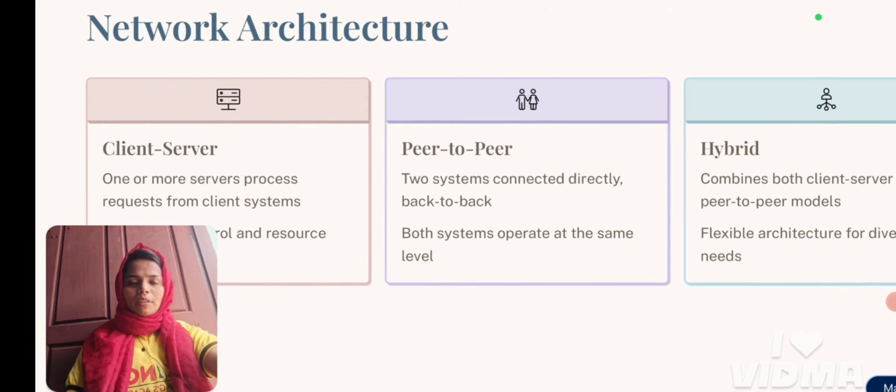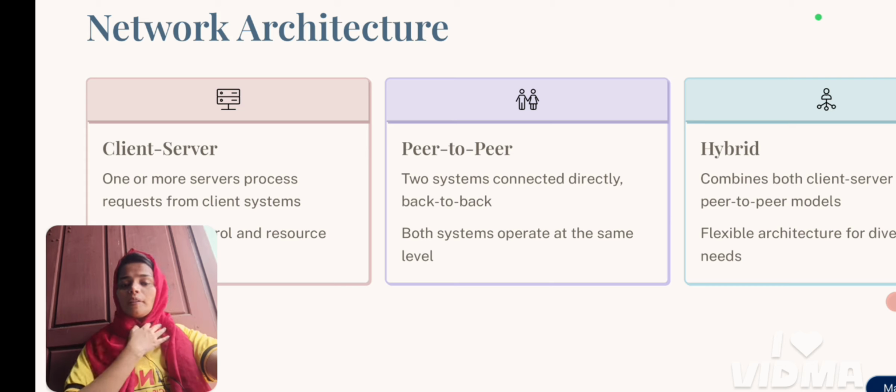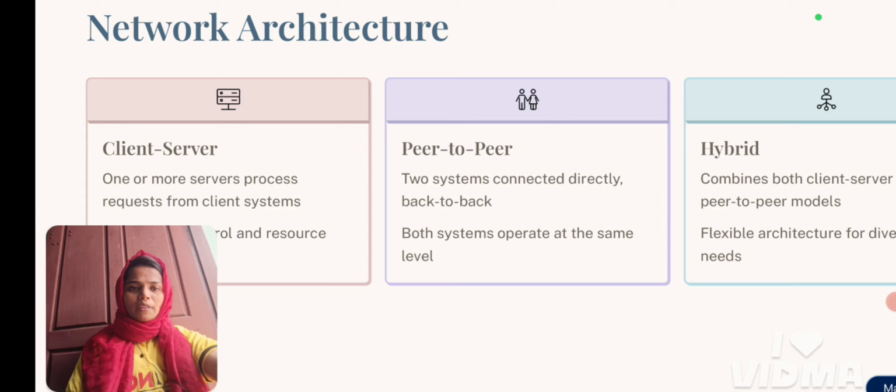Peer-to-peer system is where there is no client or server. Both the sender and receiver act as a client and a server. If I send the request to others, then I am the client and they are the server. If they are sending the request to me, then they are the client and I am the server. This is called the peer-to-peer system. Two systems connect directly back to back. There are no boundaries or restrictions.